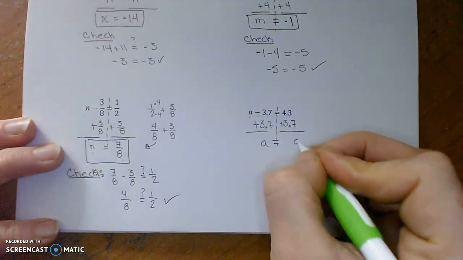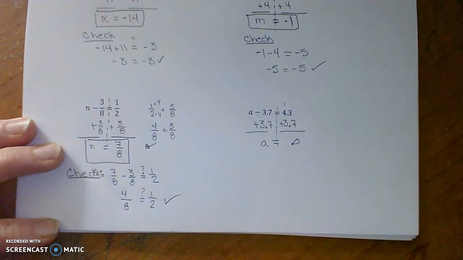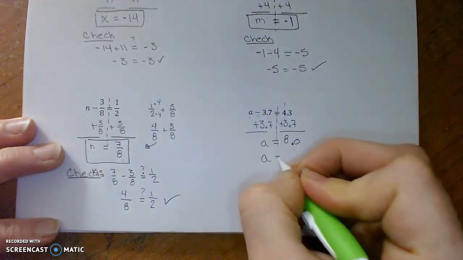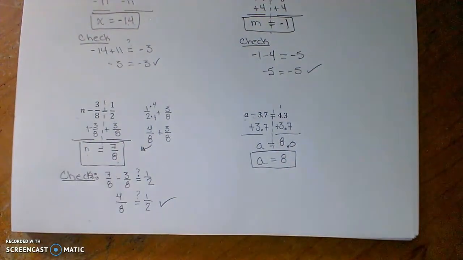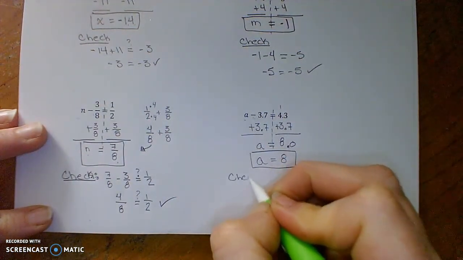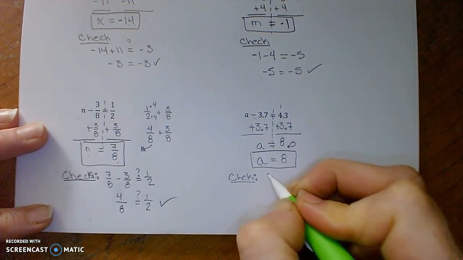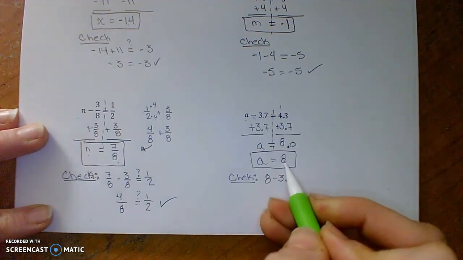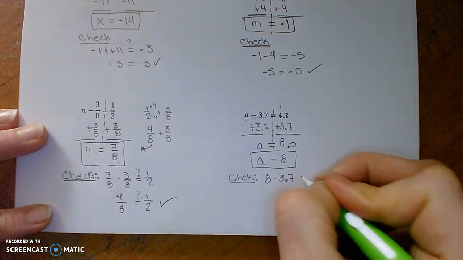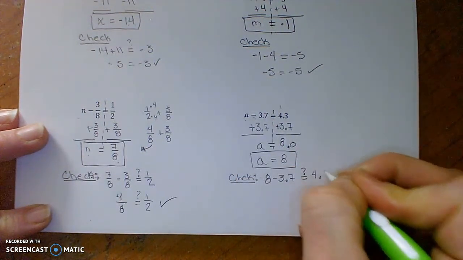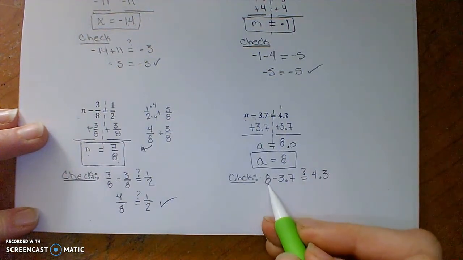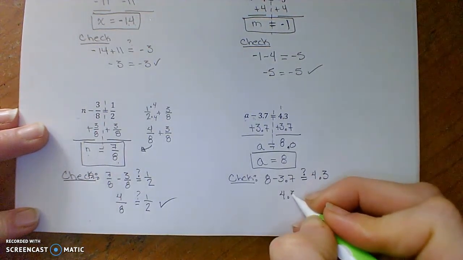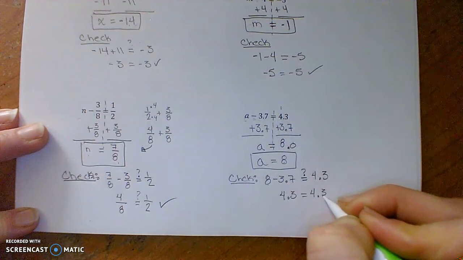7 plus 3 is 10. Line up that decimal point. 4 plus 3 is 7, plus 1 is 8. So a equals 8. And then we can always check our solution by doing 8 minus 3.7, plugging our solution into the equation, and check to see if that's equal to 4.3. And yes, if we do 8.0 minus 3.7, we do end up with 4.3. Great.